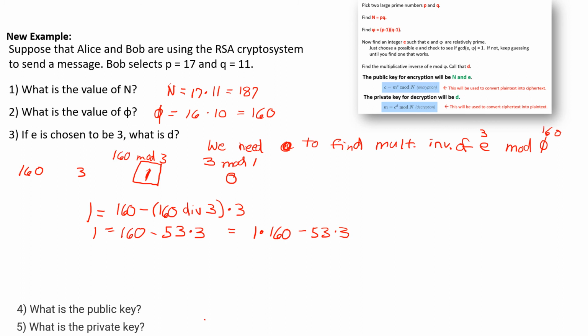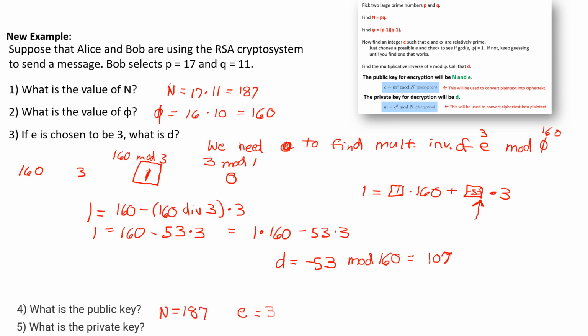So remember, we've got the 160 and the 3. We ask ourselves, which one is E? E is the 3, and it's the number in front of the 3 that we want to use for our S. So it would be that negative 53 that we're going to pull out and take that number mod phi. So D is equal to the negative 53 mod phi, which is mod 160, and we get 107. So D is equal to 107.